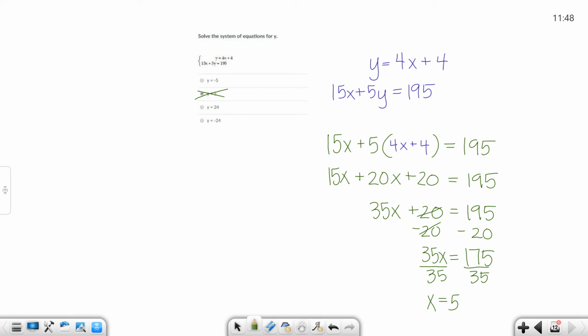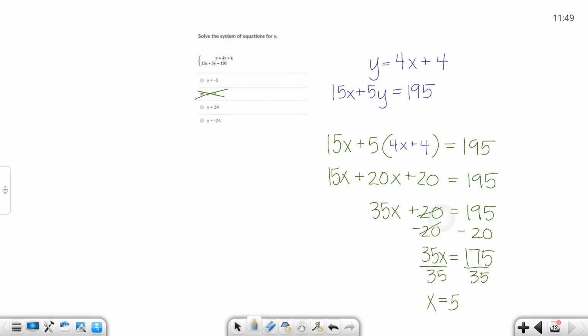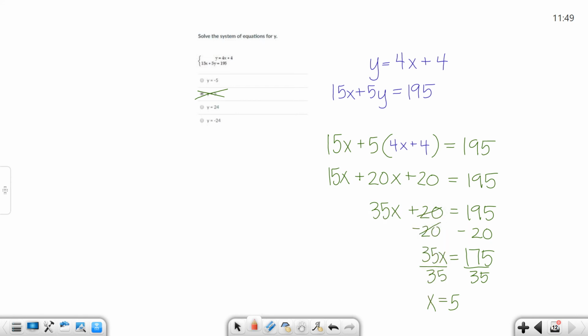Now the reason you don't choose 5 is that I didn't ask you for x. I asked you for y. So what you want to do is go back to either of the top equations. It doesn't matter which one. I'm going to use this blue one here. Plug 5 in. Y would equal 4 times 5 plus 4. So y would equal 24. And that is your answer.